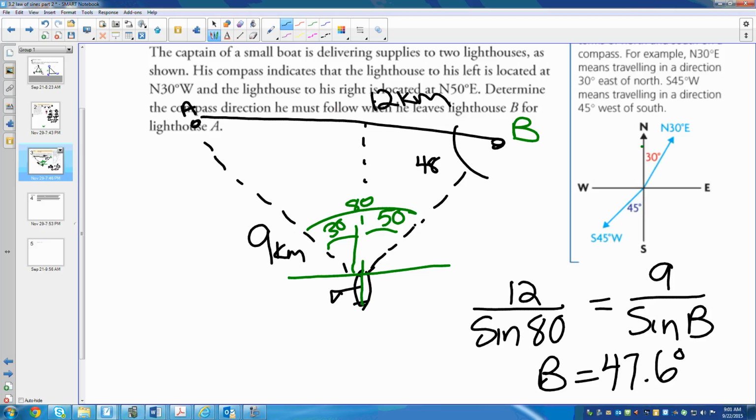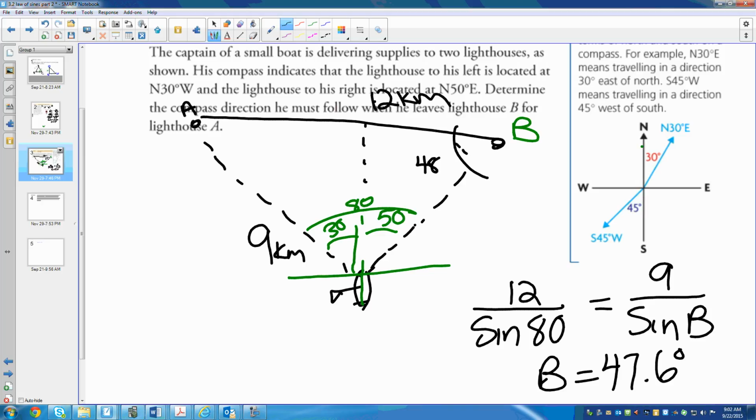Now, does this make sense to you that it's 48? To me, it makes sense because the side length 9 is smaller than the side length 12, right? And so your angle measures should be the same kind of size. So this is side length 12, so the angle should be bigger than the one that has a side length 9. Okay? Now, we get to go back into the diagram because it did not ask for the angle there. It asked for the direction, right?